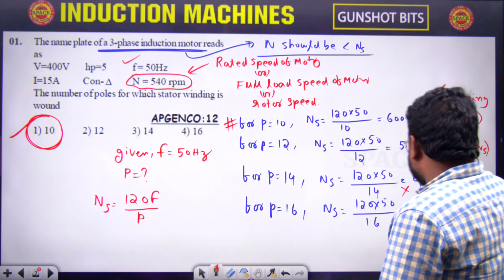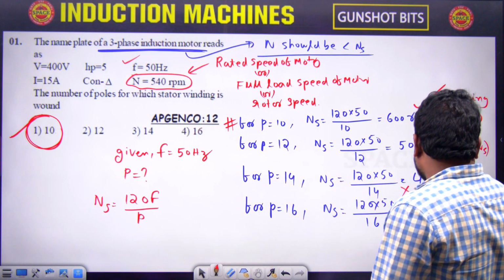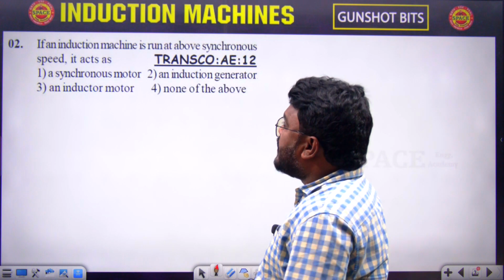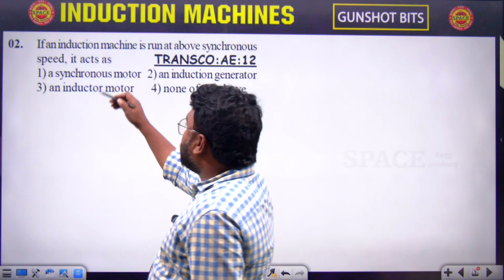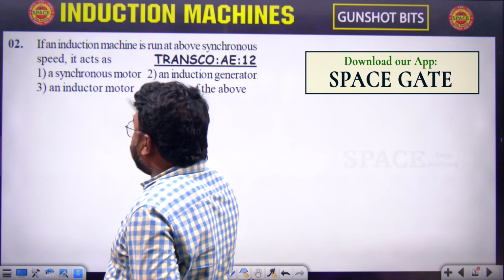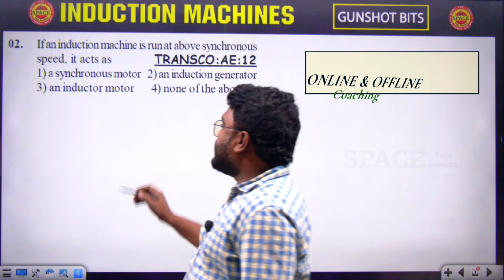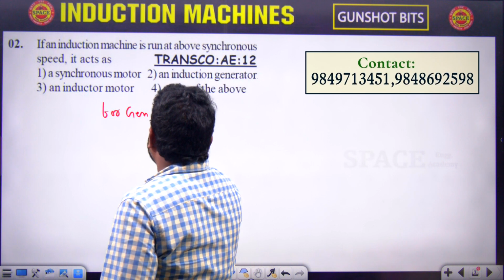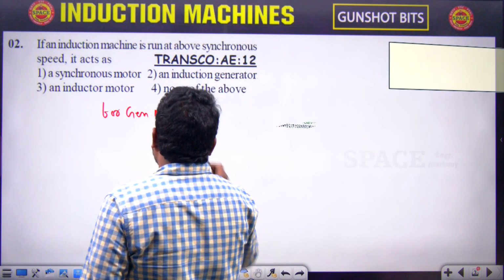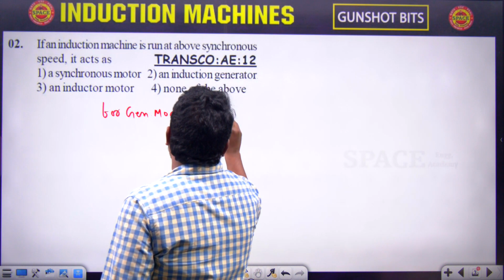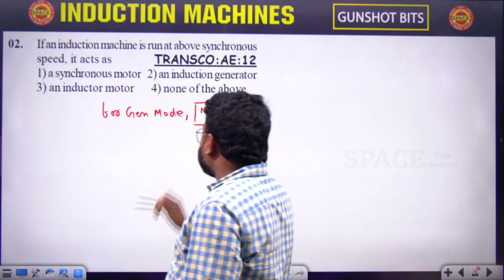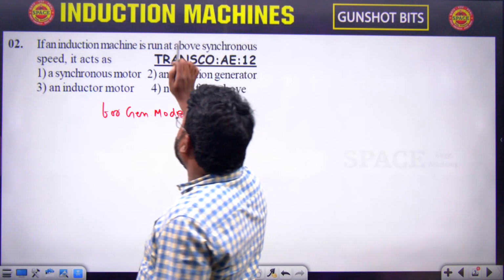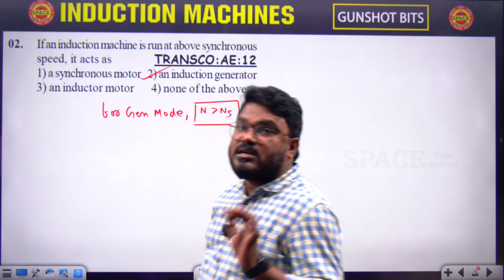Next, let us solve question number 2. If an induction machine is run above synchronous speed, it acts as: synchronous motor, induction generator, induction motor, or none of the above. In the generating mode of operation, the speed of the machine is greater than the synchronous speed, where n is the speed of the rotor and Ns is the speed of the rotating magnetic field. So when the speed is above synchronous speed, it acts as an induction generator.